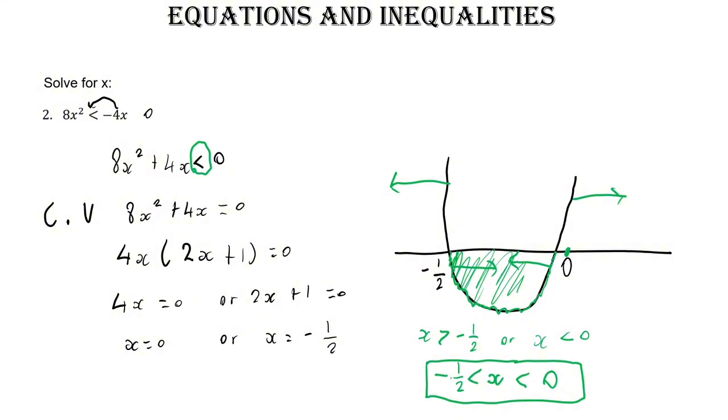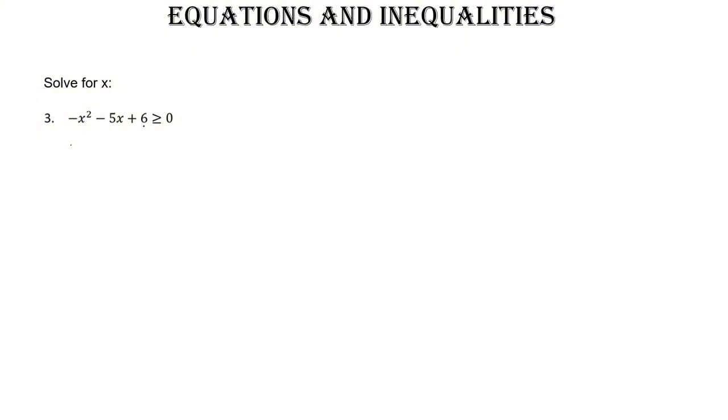So any x value that lies between these two numbers, or these two points over here, right, then the y values will be negative. We're given that negative x squared minus 5x plus 6 is greater than or equal to 0. So don't be alarmed. It's still the same procedure. It's just that we're going to include our numbers. Before, in previous questions, we were not including our numbers because they didn't want us to include them. But in this case, we're going to include our numbers.